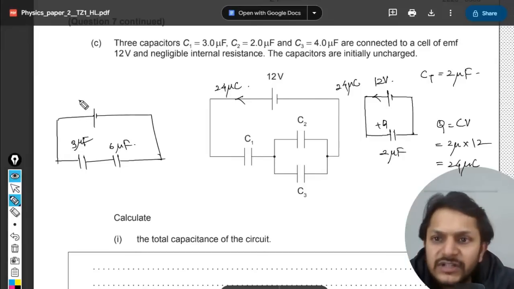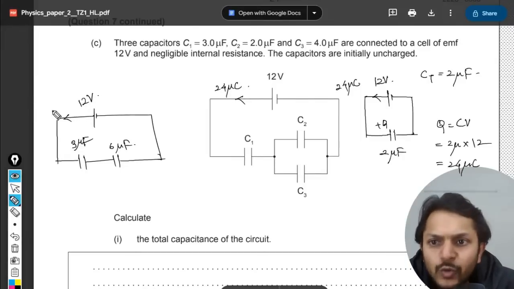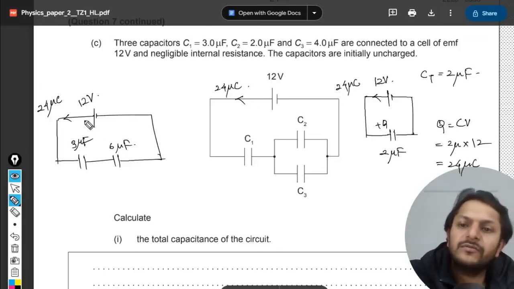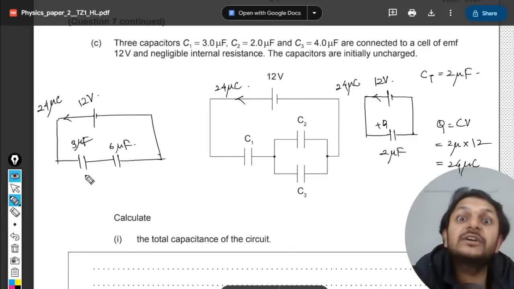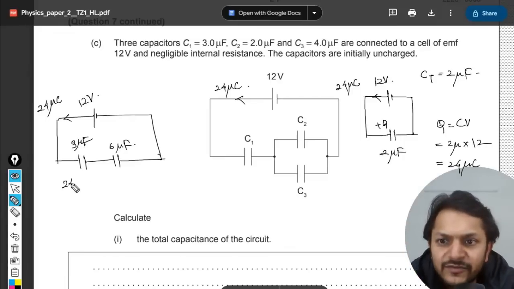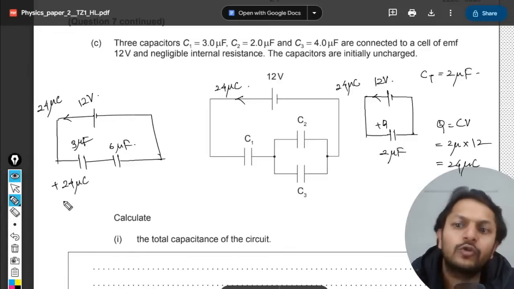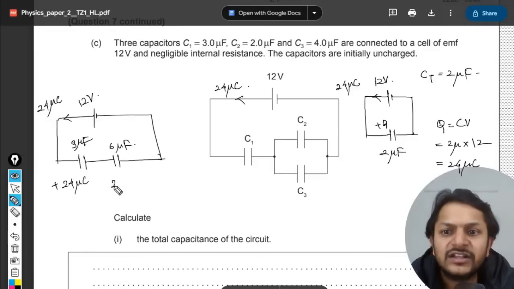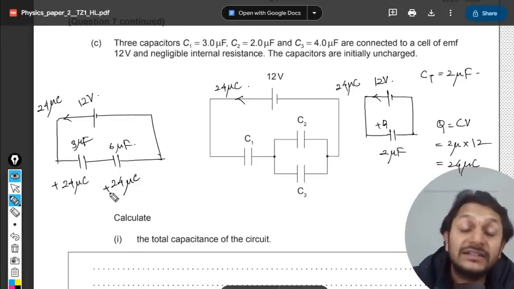Just try to understand. This is 12 volts. So 24 microcoulomb charge has been withdrawn from the battery. The same charge will go to both of the capacitors. This capacitor will have 24 microcoulomb separately. This capacitor will also have 24 microcoulomb as a separate charge.